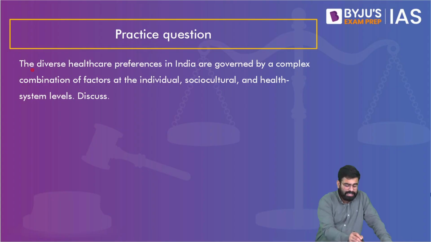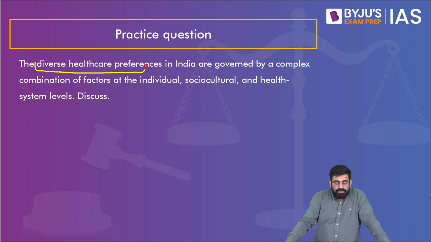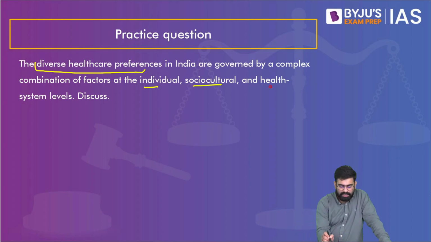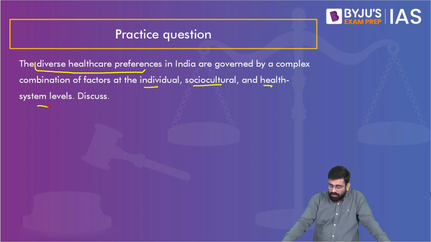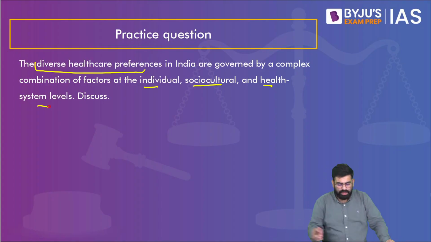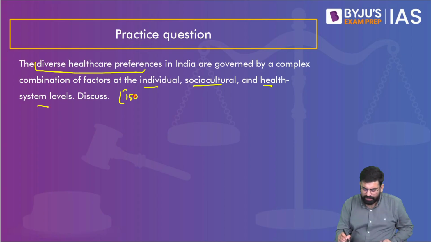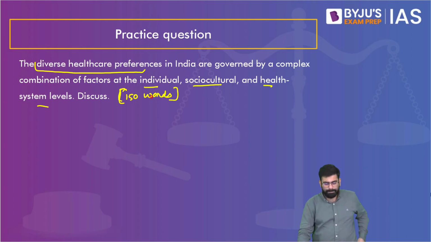So the diverse healthcare preferences in India are governed by a complex combination of factors at the individual, socio-cultural, and health system levels. And we have to discuss this. So you can write this in 150 words. That'll be sufficient. Okay. Now think about this.